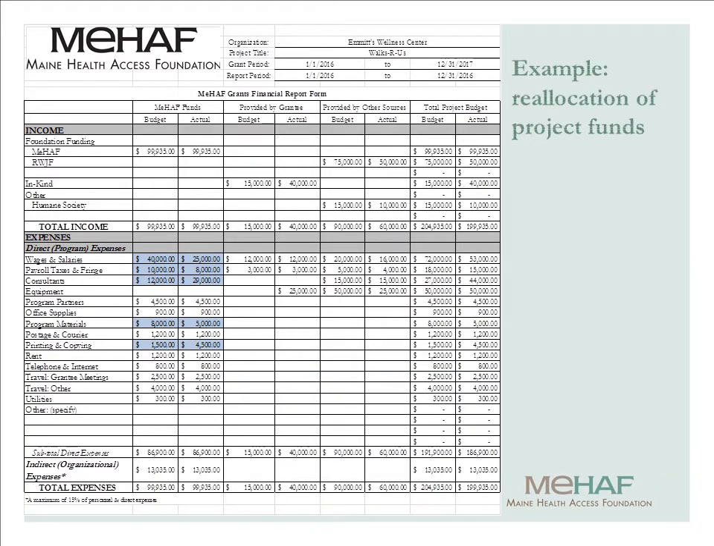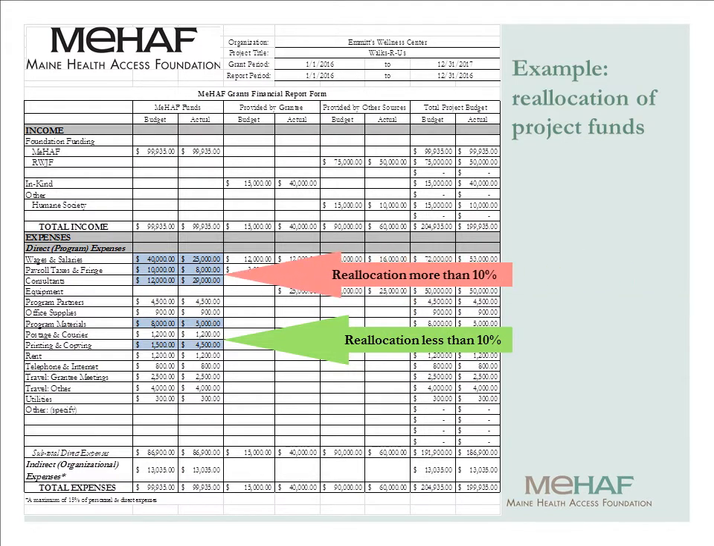If there are any changes in your project budget, those changes need to be approved in advance by the Foundation. MeHAF's reallocation policy allows grantees to reallocate up to 10% of their total MeHAF funds without permission from the Foundation, but the grantee will need to provide an explanation of those changes in their report. Reallocation of more than 10% requires written permission from the program officer. To request a budget modification, please contact your program officer.